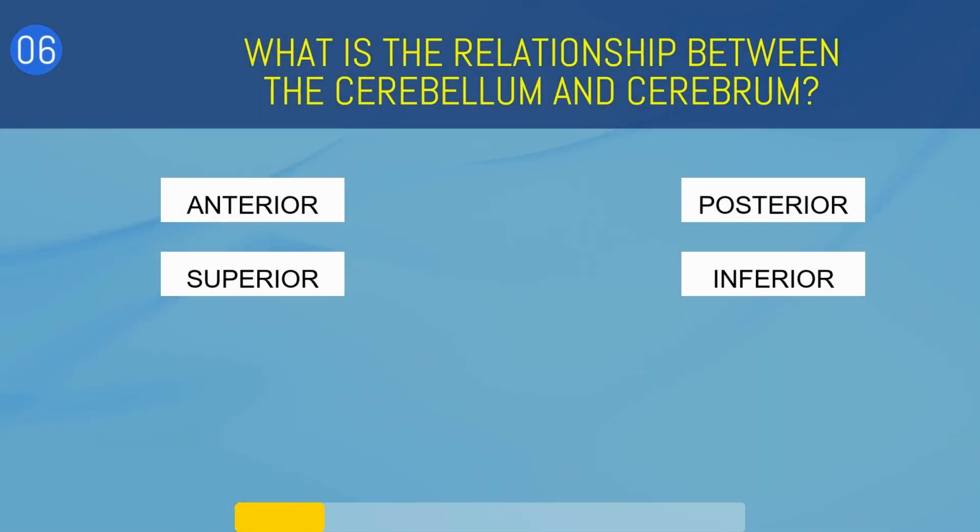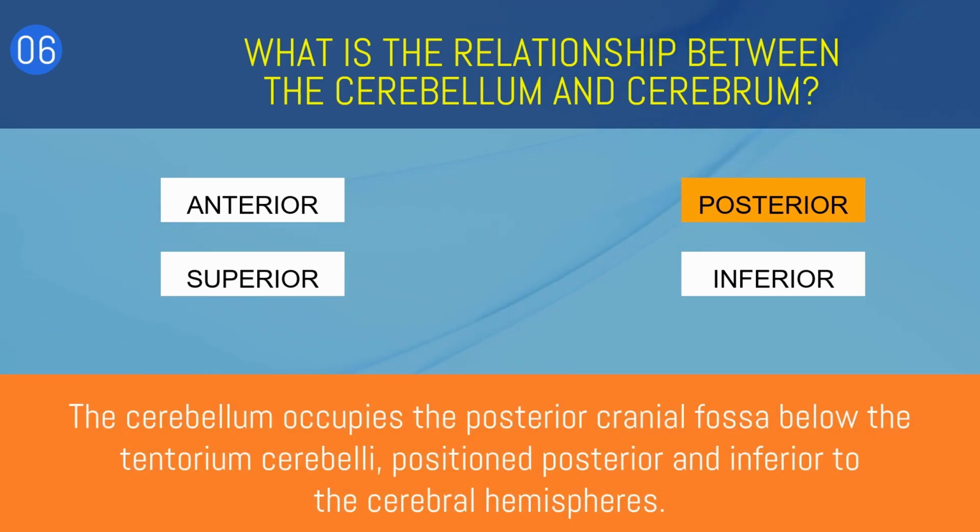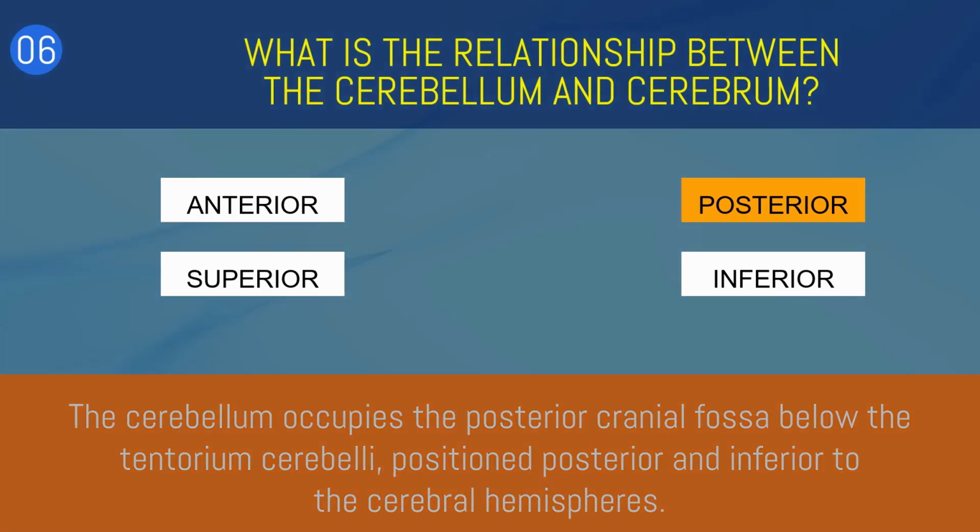What is the relationship between the cerebellum and cerebrum? Anterior, superior, posterior, or inferior? Posterior. The cerebellum occupies the posterior cranial fossa below the tentorium cerebelli, positioned posterior and inferior to the cerebral hemispheres.